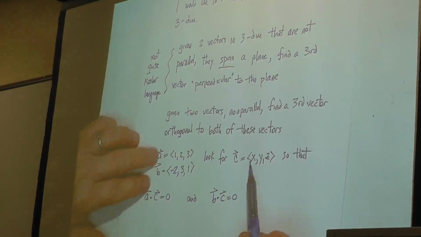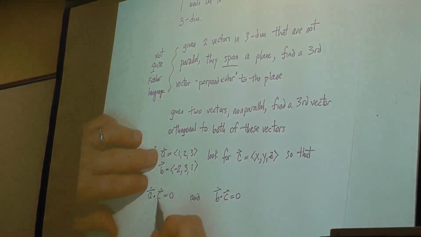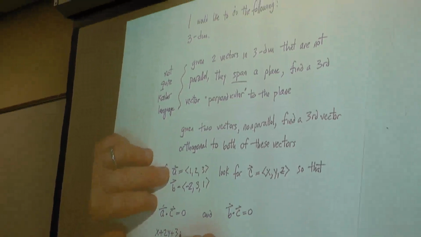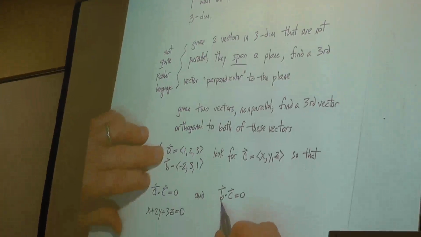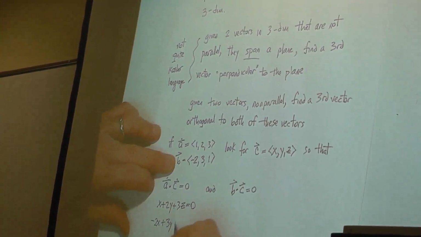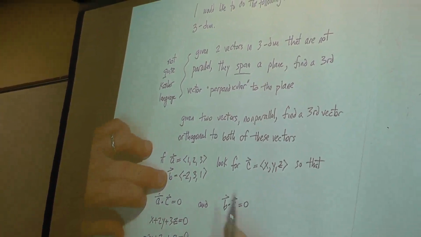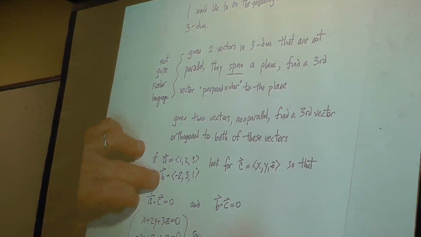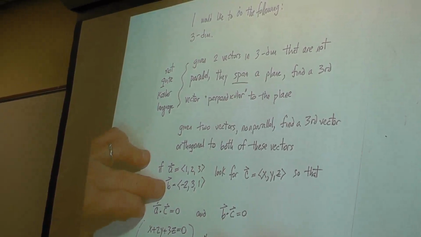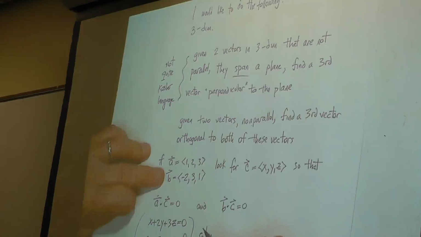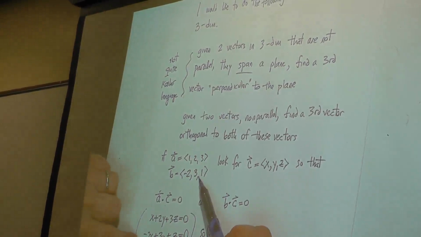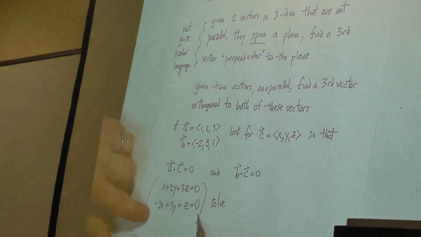So let me rephrase that. This would be A dot C would be x plus 2y plus 3z is 0. And B dot C would be minus 2x plus 3y plus z is equal to 0. So this is what I want to solve. And that'll give me a vector that does that. I'm looking for something that's orthogonal to both of these. So therefore, the dot product's got to be 0.